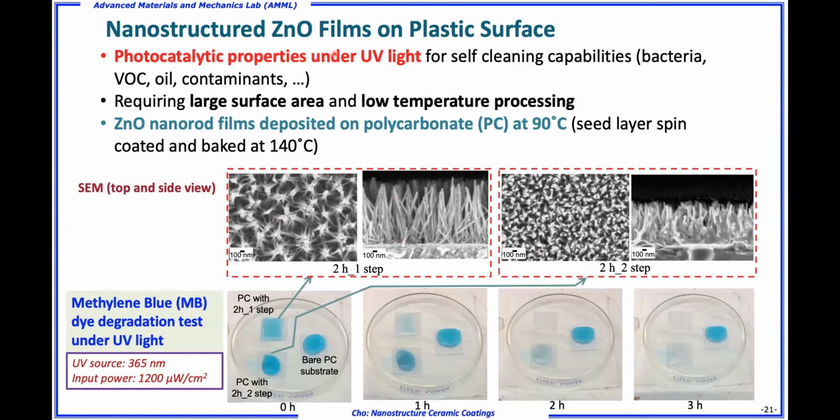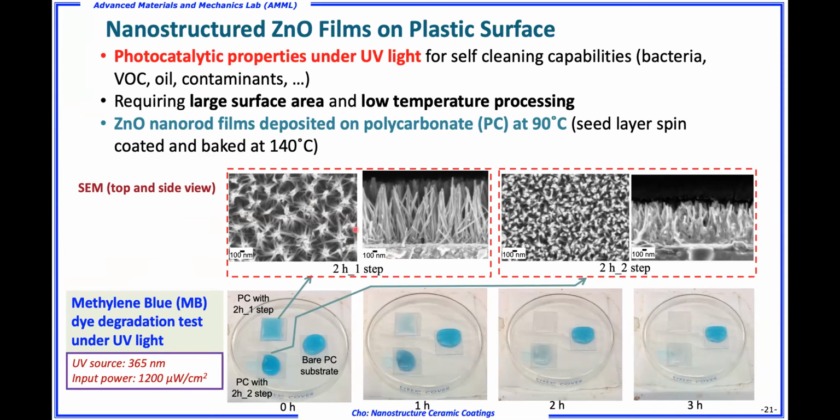So this shows one example of the zinc oxide photocatalytic property under UV light. That can provide self-cleaning capacity against bacteria, volatile organic compounds, oil, and other organic contaminants. Here we use a pretty common plastic surface, polycarbonate. The processing was done at 90 degrees C, and the seed layer for the zinc oxide nanorod was cured at 140 degrees C so that the polycarbonate can survive the processing temperature.